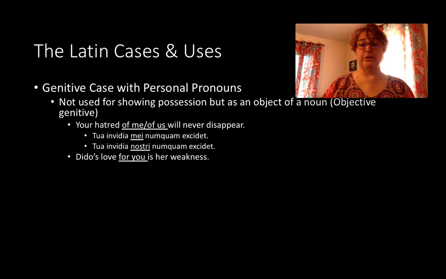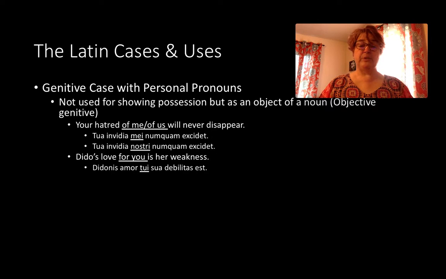Now let's take another look at an example of the objective genitive in use, this time with the pronoun you. Here we're using the noun love. Dido's love. Love for what? Love for whom? Is her weakness. And what we're saying is that it is her love for you that is her weakness. To write this in Latin, we will be using the genitive singular form of you because we're going to presume that Dido loves just one person. And we are making sure to use the I ending on the genitive form. Didonis amor, Dido's love, tui, for you, is her weakness.